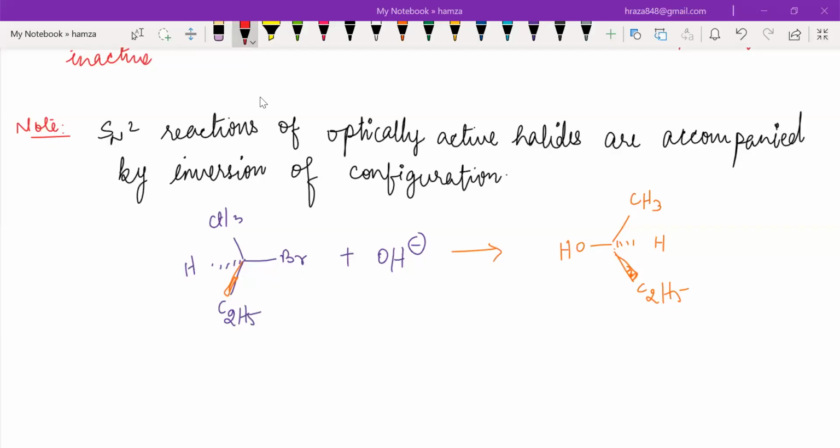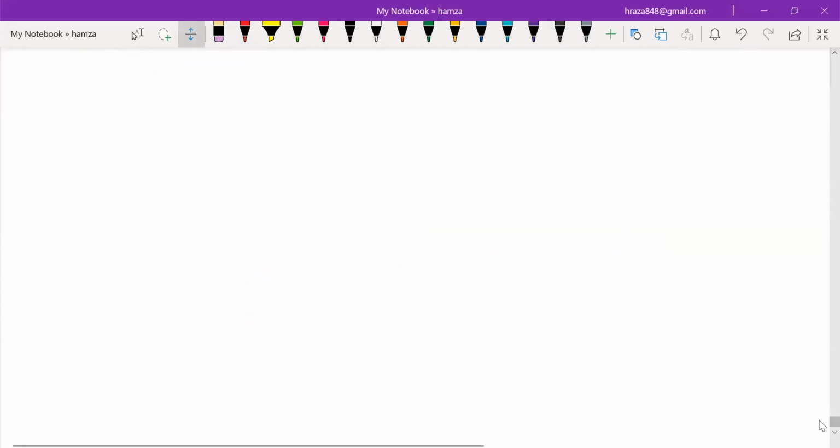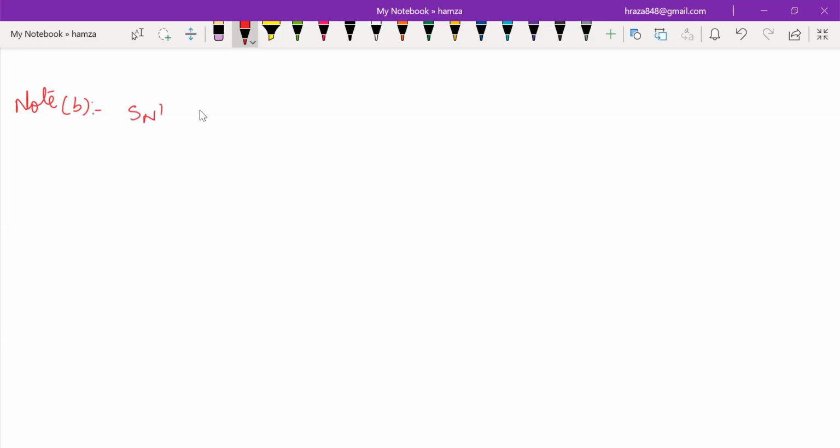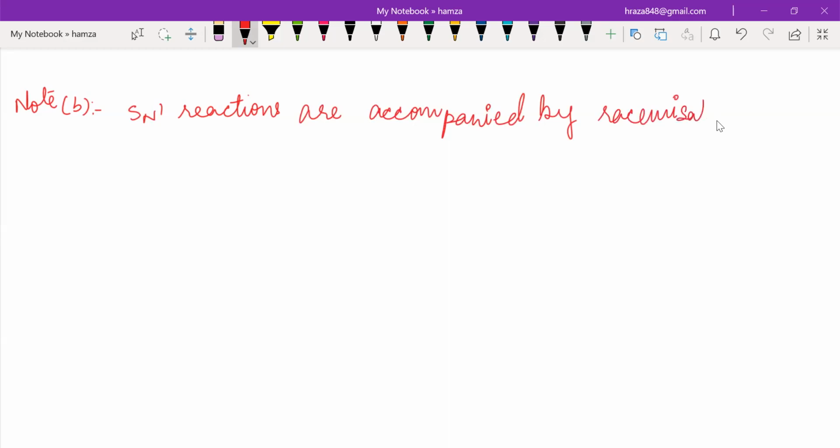Now we can see about SN1, which is accompanied by racemization. So I'm going to write a point about racemization too. So note, please write note too. SN1 reactions are accompanied by racemization. That means there will be enantiomers which will be mixed in equal proportion.